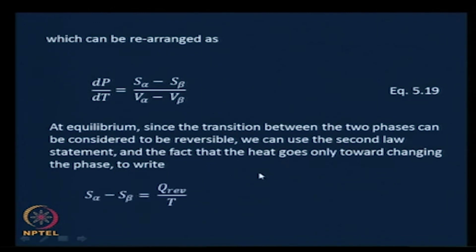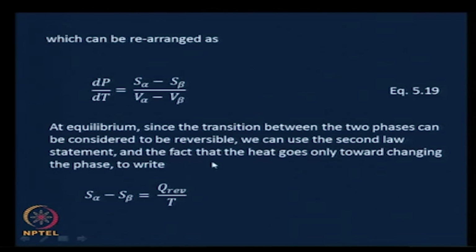We just, by considering the second law conditions, can write S alpha minus S beta, that is delta S in this case, equals Q reversible by T. This was the statement of the second law that we are applying to this particular case of phase change, Q reversible by T.